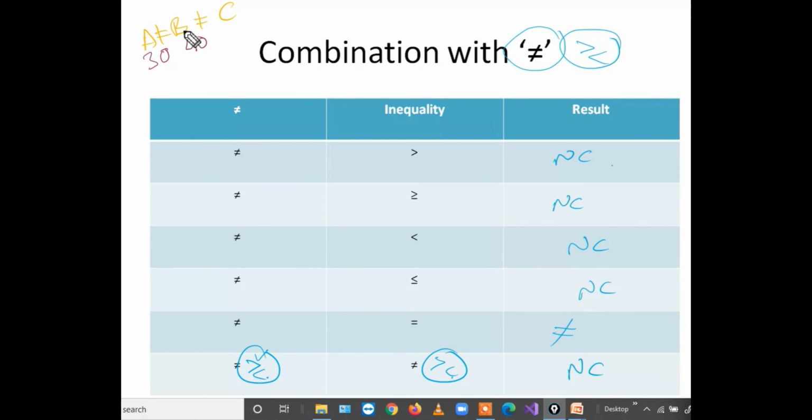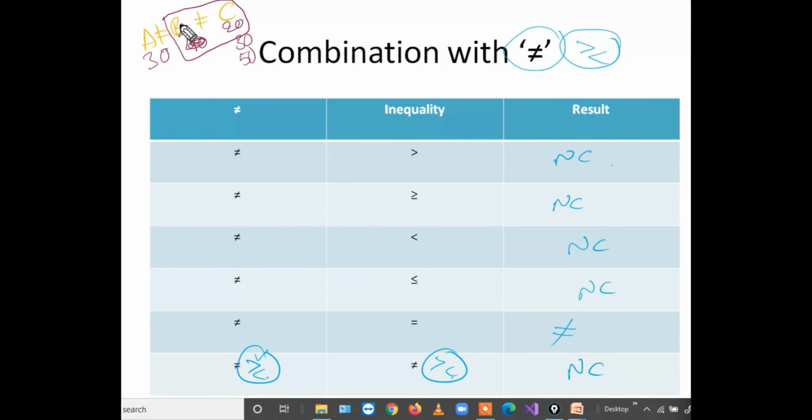30 is not equal to 40. Correct or not? Yes. Now see these two. B to C. It can be 20 because 40 is not equal to 20. It can be 30 also because 40 is not equal to 30. Or it can be 50 also because 40 is not equal to 50.